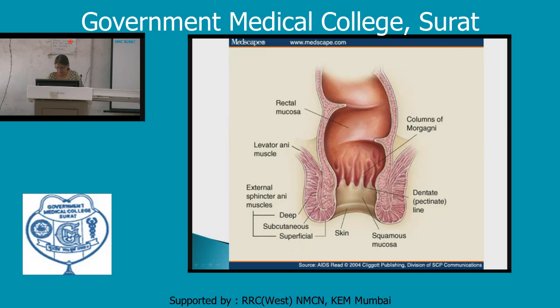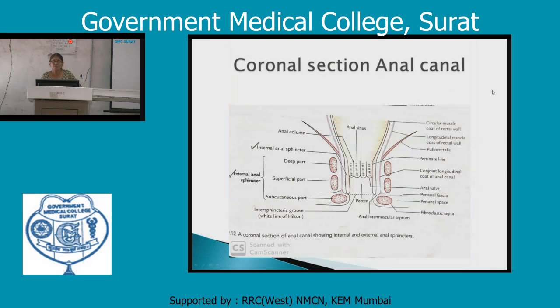Again, we will see this in one diagrammatic representation of the anal canal. I will revise the things. Now, if we see it from inside, what are there? This is the pectinate line, we divide it into the upper part and lower part, right? These are the anal columns, anal sinuses, anal valves.